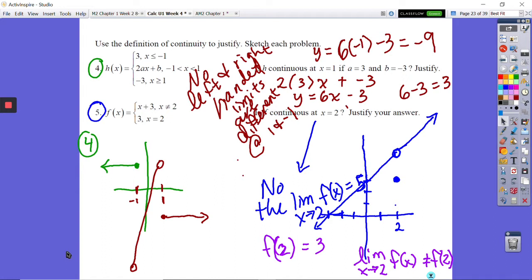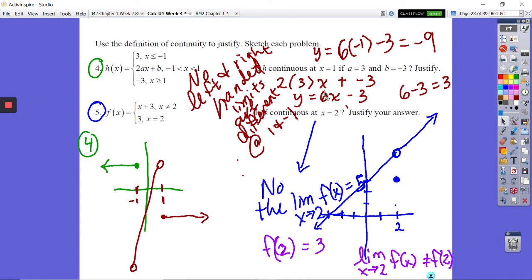For 5, that's over here, I drew the picture. So I have the line x plus 3, so I have a y-intercept of 3. It also goes through -3, so it has a slope of 1. And then it's not defined at 2, so I have that open circle at 2. But at 2, the function is equal to 3. And so the limit is 5 by plugging 2 into x plus 3. The limit is 5, but the function is equal to 3. So the limit as we approach 2 of f of x is not equal to the value of the function at the same time. So that's why it's not continuous.